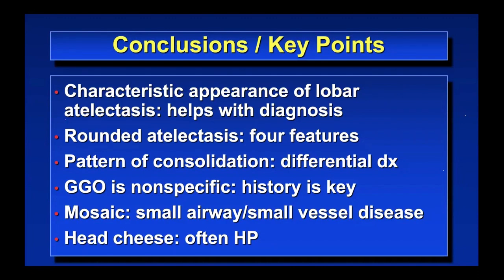But if we don't see all 4 features, let's say we only see 2 or 3 features, then we don't say rounded atelectasis. We need to say this could be lung cancer, and we need to do further workup, maybe get a PET CT if appropriate.